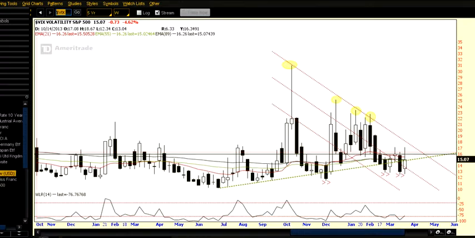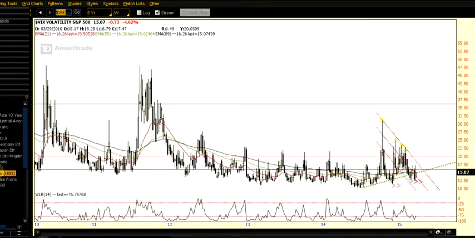If we look at the global Dow, I drew a triangle in on the global Dow. For some reason, I can't get my charts to update like they're supposed to.